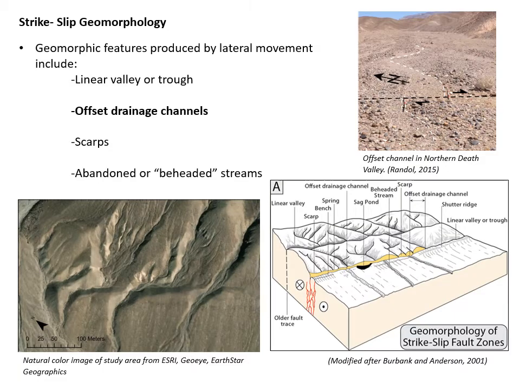So there are quite a few geomorphic features commonly associated with strike-slip faults. The diagram at the bottom right shows several of these, such as linear troughs, back-facing scarps, abandoned stream channels, and inset channels that are laterally displaced. The two images show examples of some of these features at different magnitudes. The one on the bottom left is a portion of the study area showing multiple seismic events, where the upper right is probably from one seismic event.